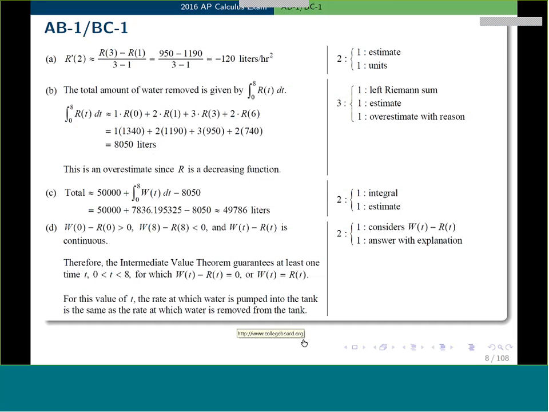Here's the standard. There were 2 points for part A: 1 point for finding that estimate, that minus 120. And I'll go through this in a little more detail in a minute about what the student would have to show to get that point. And the second point is for the units. In this problem, the units were asked for.